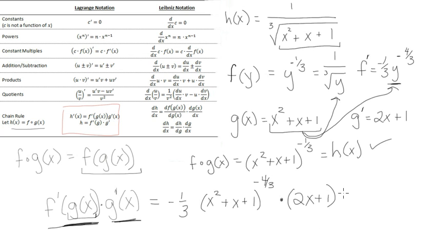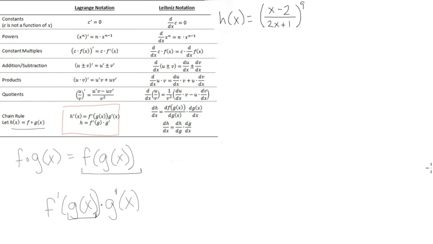If you want to, you can rewrite that. I would generally leave the 2x plus 1 on the top, not worry about distributing. I have a minus sign times the entire function, and I'll leave the 3 on the bottom with x squared plus x plus 1 to the negative 4/3.